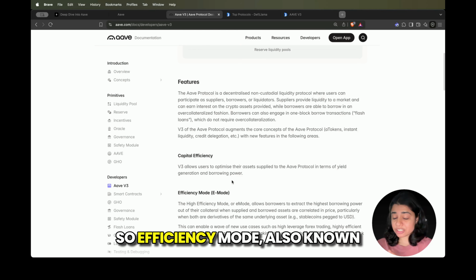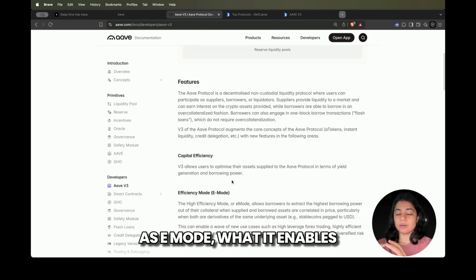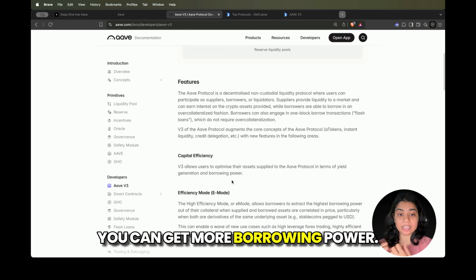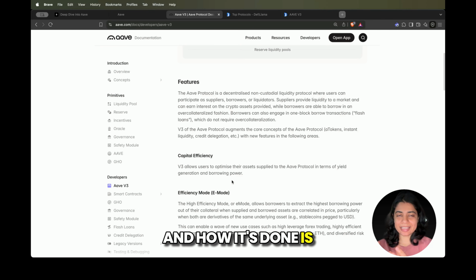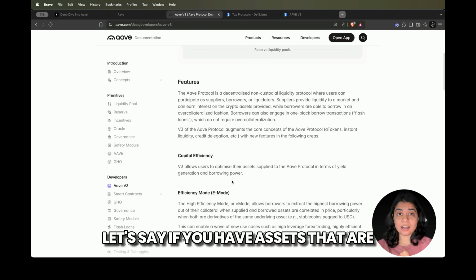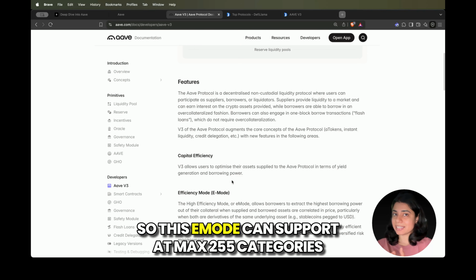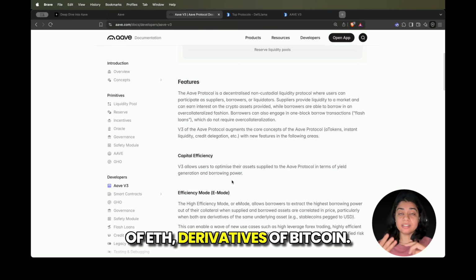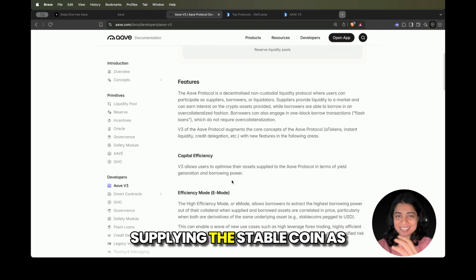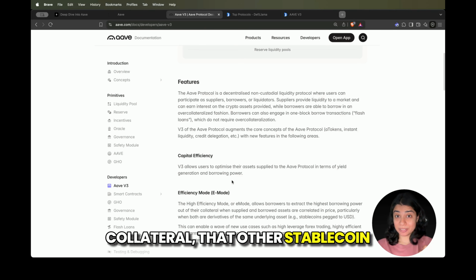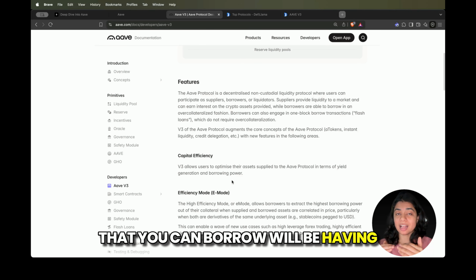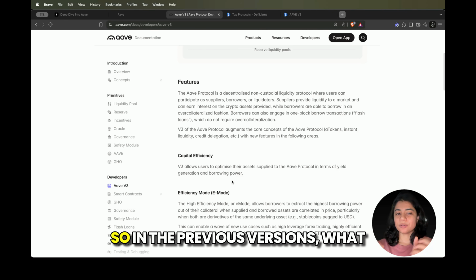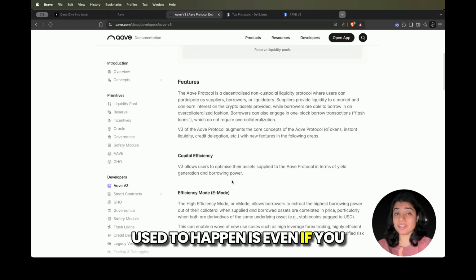Efficiency mode, also known as E mode, enables you as a borrower to get more borrowing power. And how it's done is, let's say you have assets that are correlated in price. So this E mode supports 255 categories like stable coins, derivatives of ETH, derivatives of Bitcoin. If you are supplying a stable coin as collateral, the other stable coin that you can borrow will have more borrowing power.